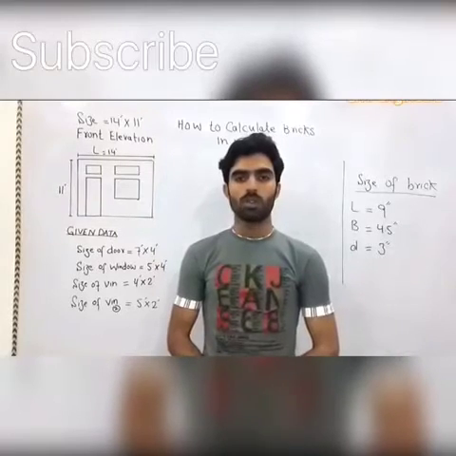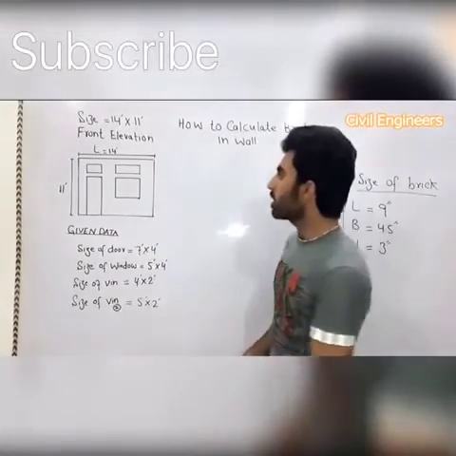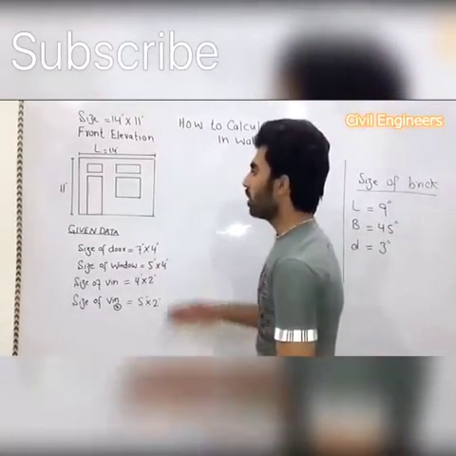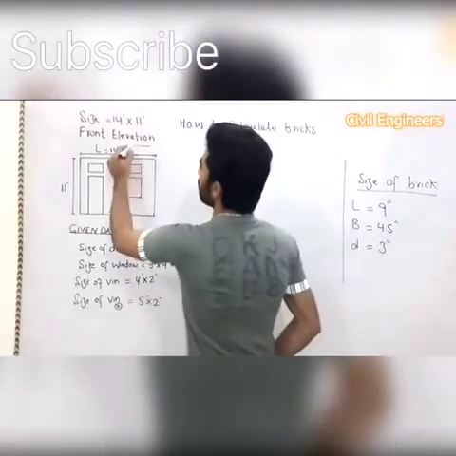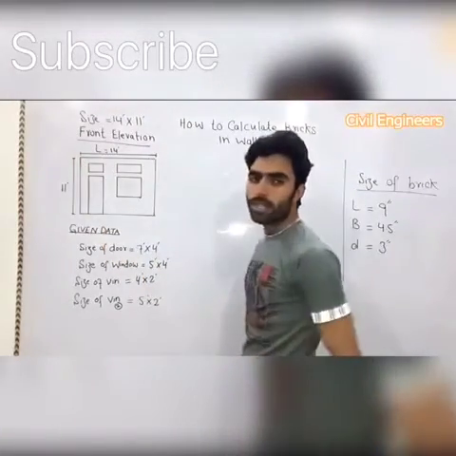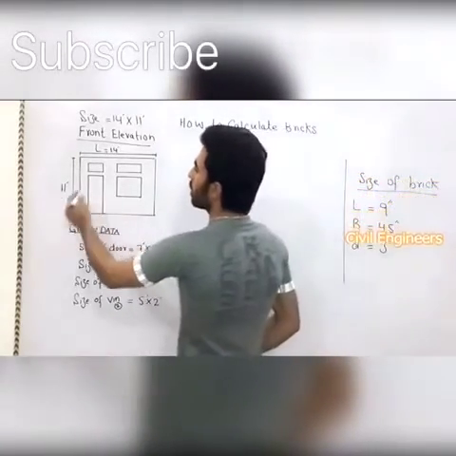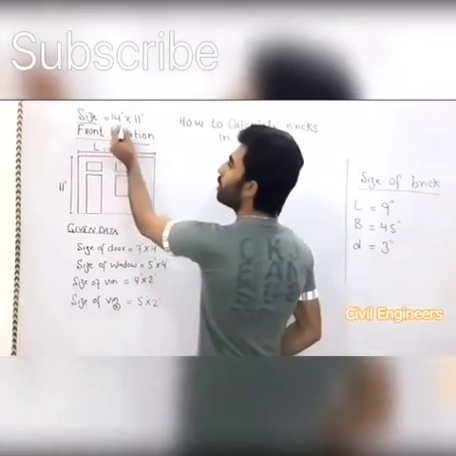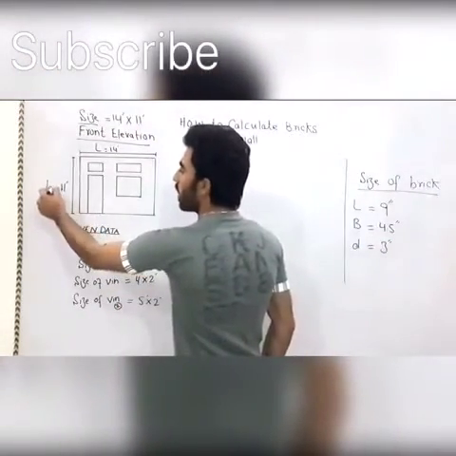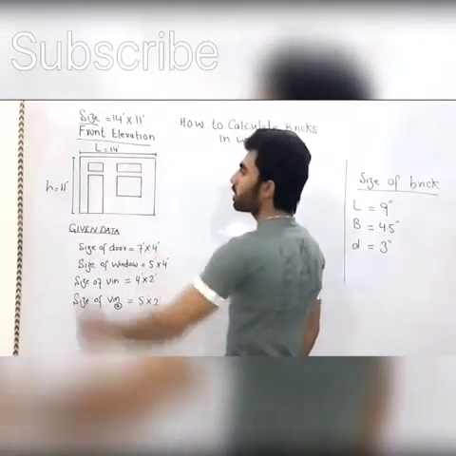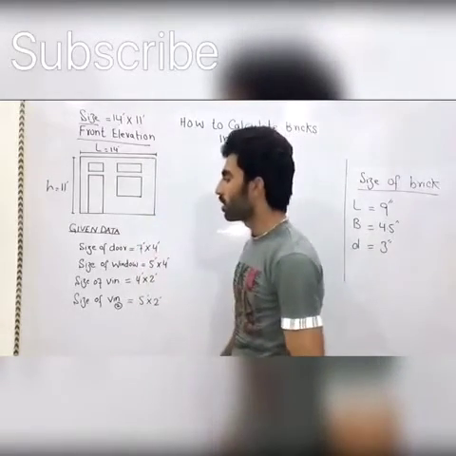This lecture covers how to calculate the quantity of bricks in a wall. This is the section in front of you, the front elevation. The size of this section is 14 feet and 11 feet, meaning the height is 11 feet and the length is 14 feet. This is the given data for this section.